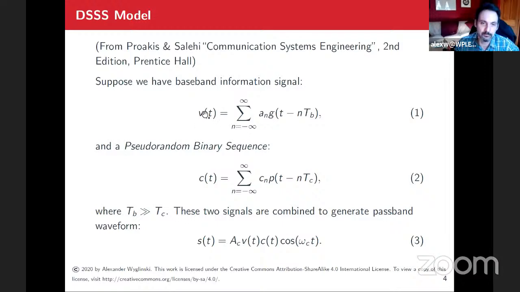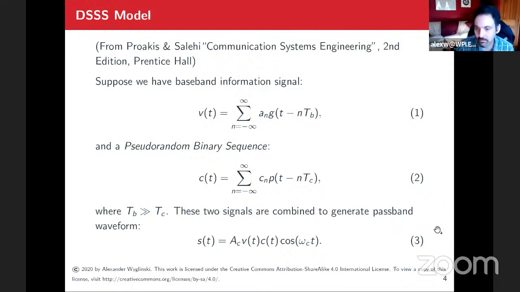My baseband signal looks like this: G of T and B of T. Suppose that we have a bit rate. So we're just spreading some sort of binary waveform. G of T could be rectangular, it could be sinc, it could be anything. And AN is either plus or minus one, or plus or minus A. The pseudo random sequence here, C of T.